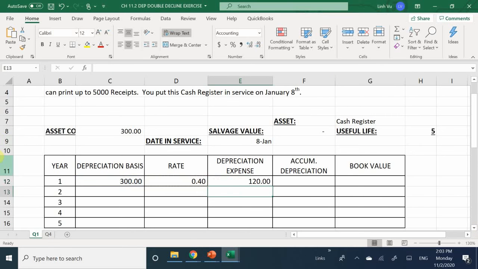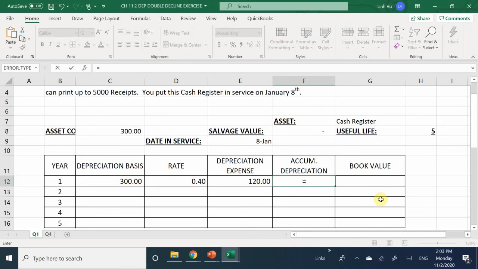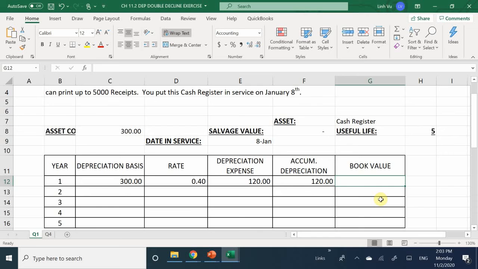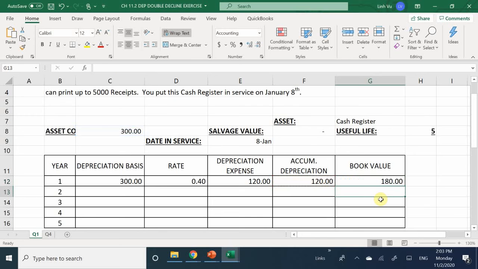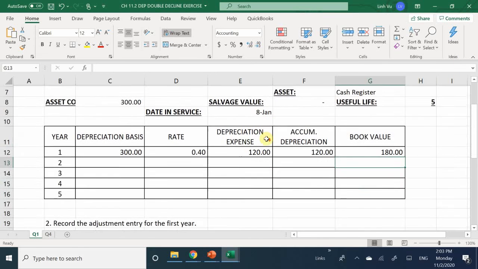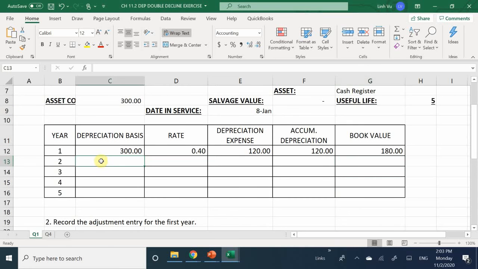$120. Good. Making my accumulated depreciation for the first year to be $120. Making my book value going to be $180. Okay, so with this given information, what is my depreciation basis going to be for the second year? 180. Good. We're going to take it from this top number here and bring it down. So 180 is going to be my starting point.